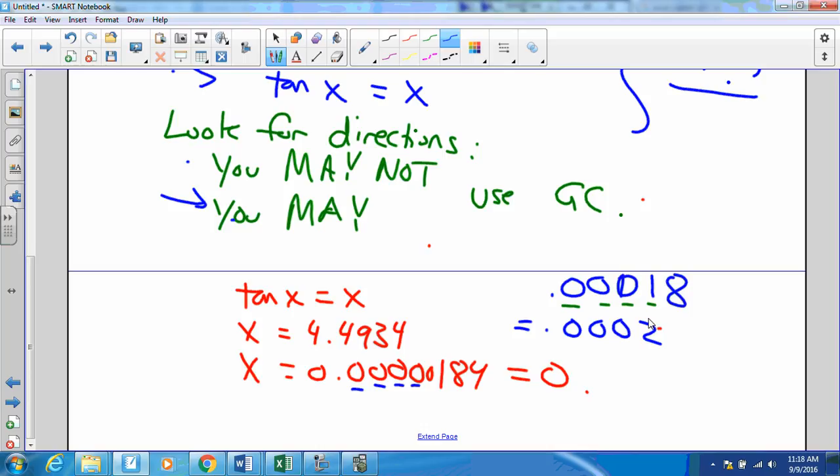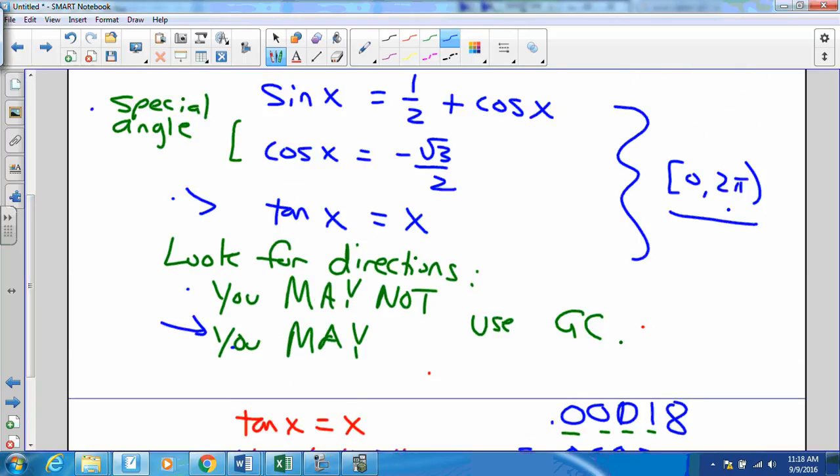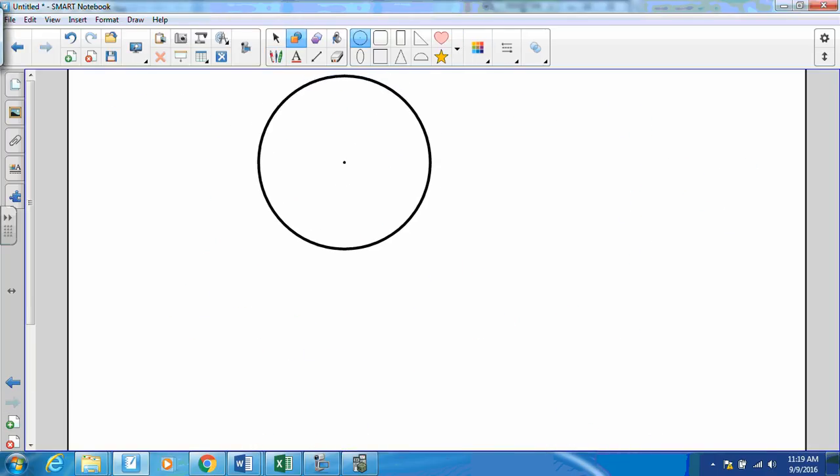Are we better? Good, okay. Well, let's come back to the second equation, since we have a little bit of time, right there. And we'll solve cosine x equals negative root 3 over 2 on 0 to 2 pi. And the method of solution here, because I see a special angle, is to dial it up on my unit circle.